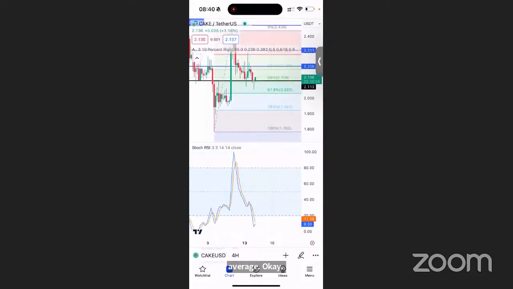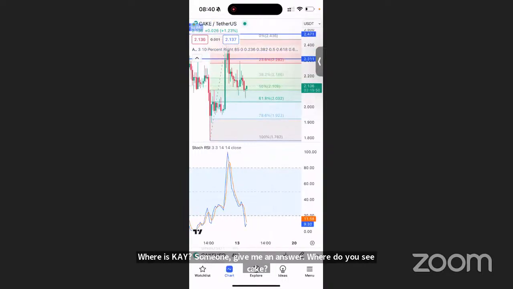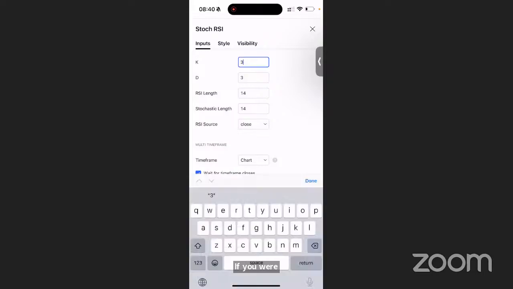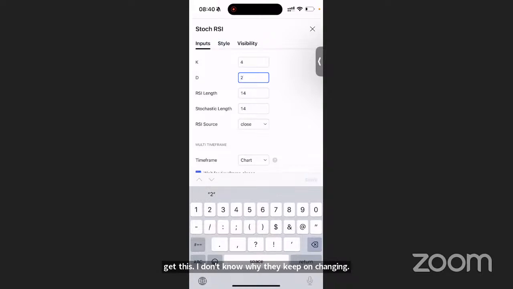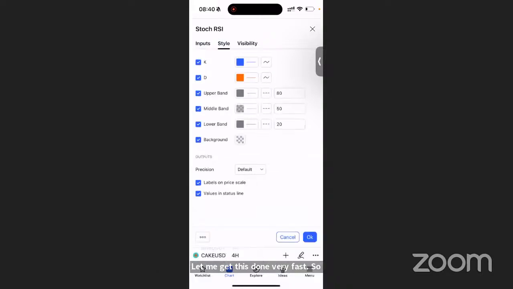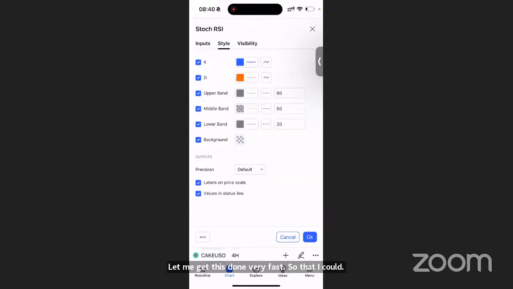Where is cake? Could someone give me an answer? Where do you see cake? If you were a trader, cake is in which area? Let me just get this. I don't know why they keep on changing. Let me get this done very fast so that I could provide a crystal clear question.